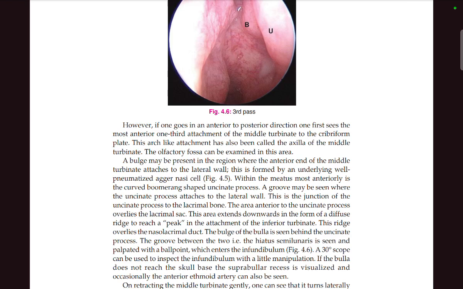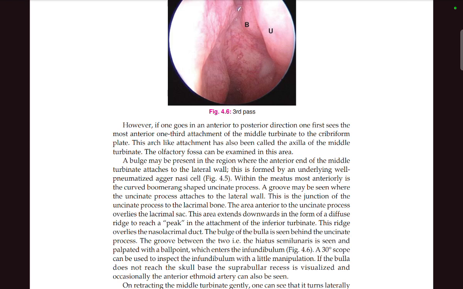Within the meatus, most anteriorly, is the curved, boomerang-shaped uncinate process. A groove may be seen where the uncinate process attaches to the lateral wall. This is the junction of the uncinate process to the lacrimal bone. The area anterior to the uncinate process overlies the lacrimal sac. This area extends downwards in the form of a diffuse ridge to reach a peak in the attachment of the inferior turbinate. This ridge overlies the lacrimal duct.